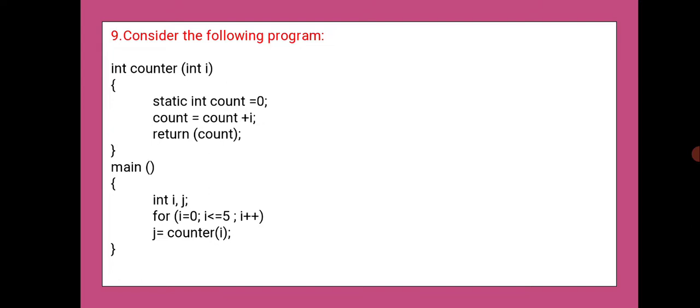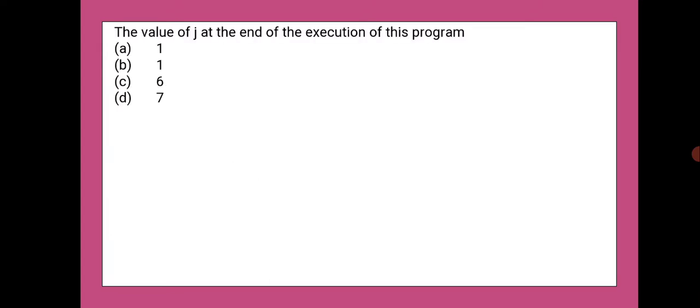So the value of j at the end of the execution of this program is, what could be the value? A 10, B 15, C 6, D 7.